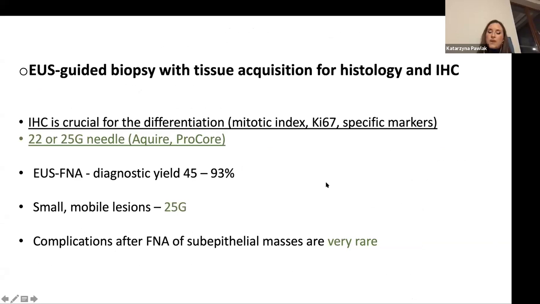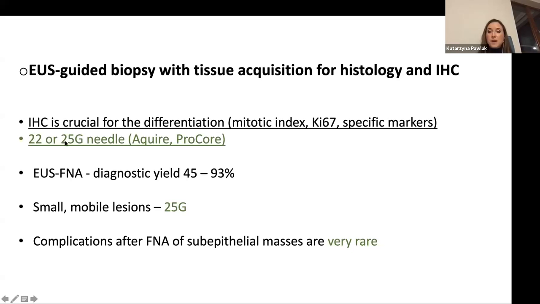And here, what is the most important from EUS guided biopsy with tissue acquisition? Of course, histological assessment, but the most important now for us and for most lesions is immunohistochemical assessment. It's crucial for the diagnosis and for the differentiation, especially because immunohistochemical assessment can help us to assess some specific markers. Also very important in some types of tumors is to assess the mitotic index as well as Ki67.